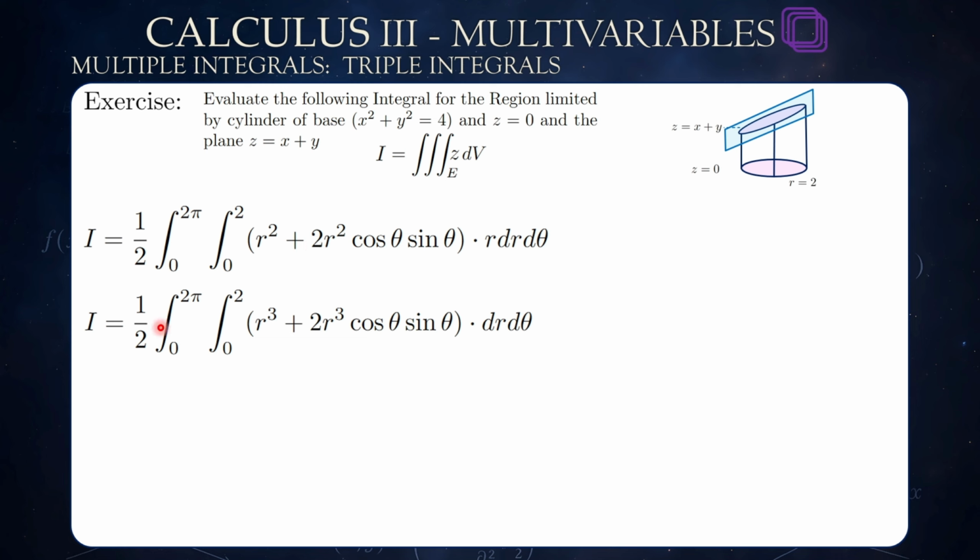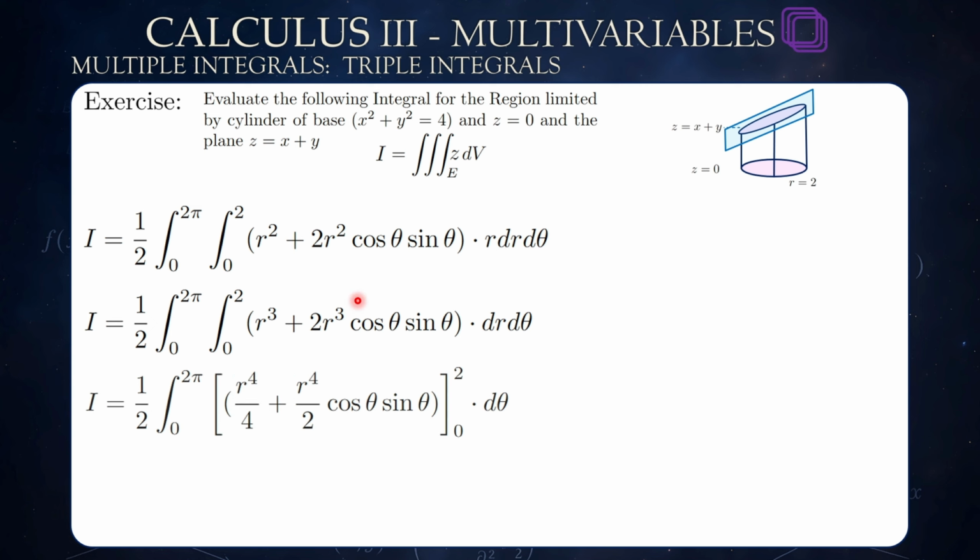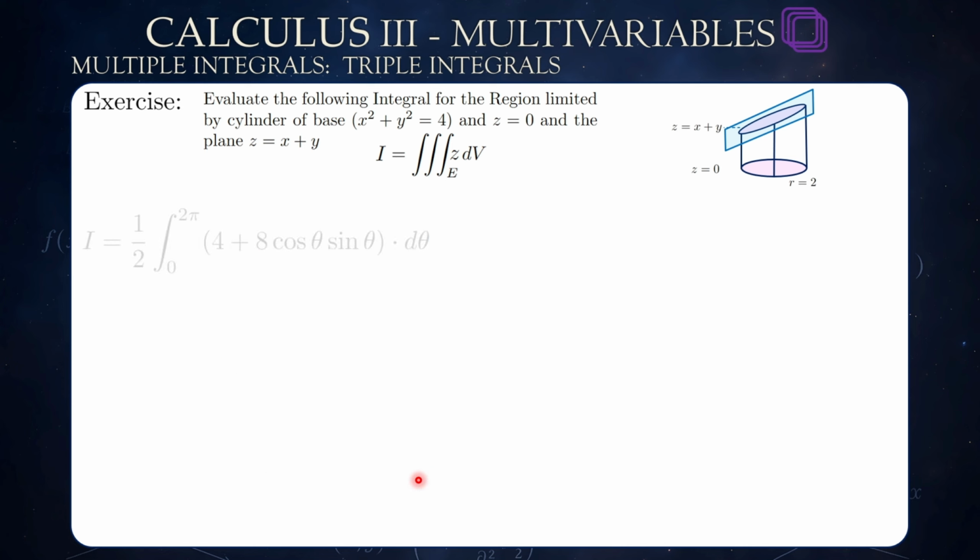Integral 1/2, 0 to 2 pi, 0 to 2, you multiply this r on the inside, don't forget about it. We integrate with respect to r, it gives you 1/2 integral from 0 to 2 pi, r to the power of 4 divided by 4 plus 2r to the 4 divided by 4, which gives you r to the 4 divided by 2 cosine theta sine theta between 2 and 0, equal 1/2 integral from 0 to 2 pi, 4 plus 8 cosine theta sine theta d theta. Okay, how to solve that?